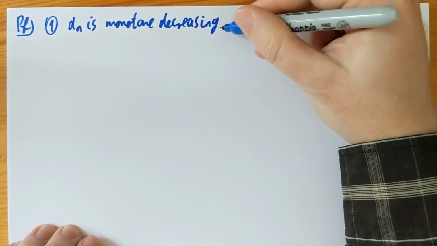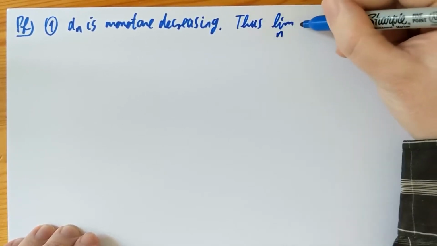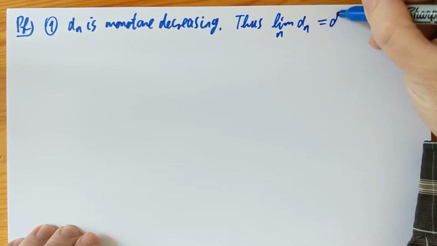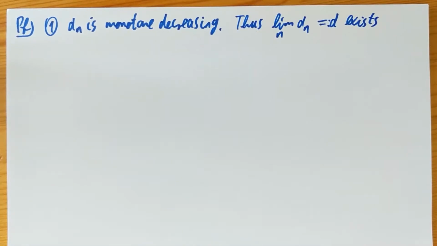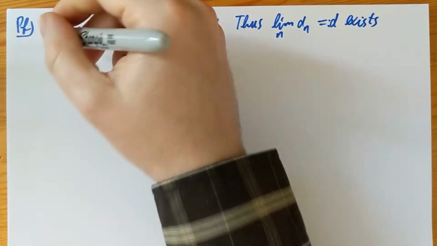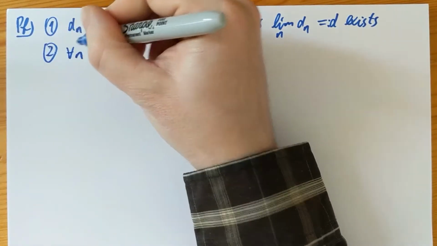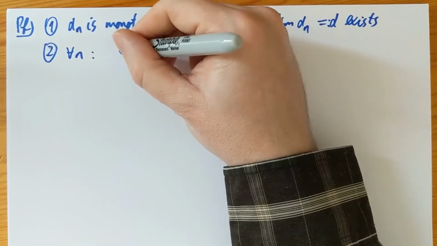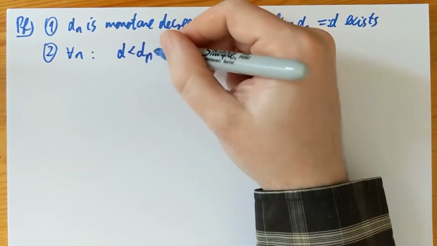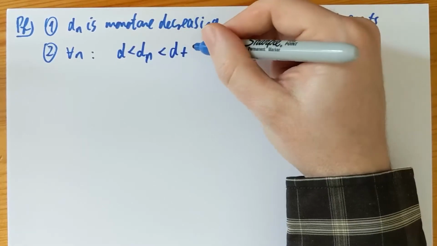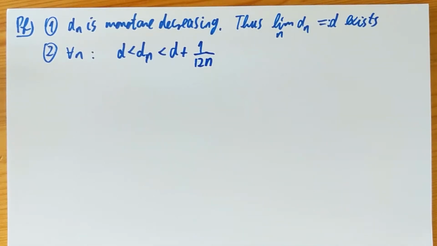Which immediately implies that the limit of dn exists, and I'm going to call this d. Okay, so we're going to show that there is a limit. So it's monotone and therefore there is a limit. The other thing is that for every n, of course, dn is larger than d. That's no surprise because it's decreasing, but not by too much. Actually, it's never larger than d plus 1 over 12n. Okay, that's going to be the second step of the proof.